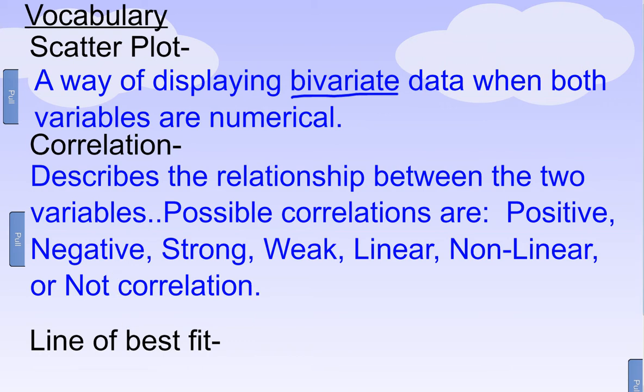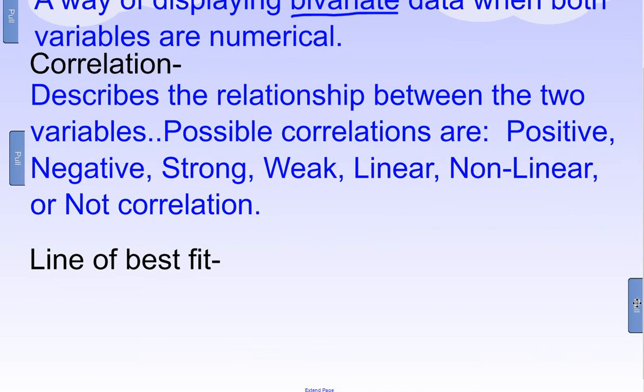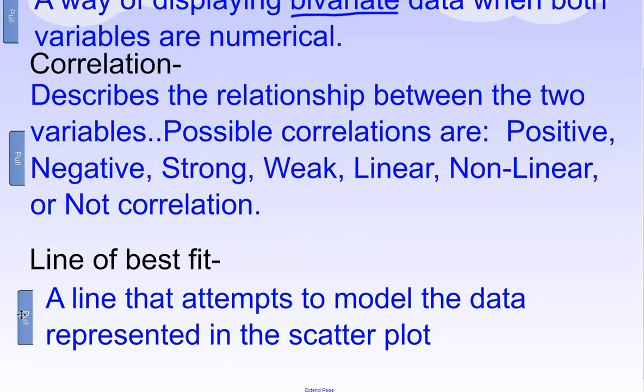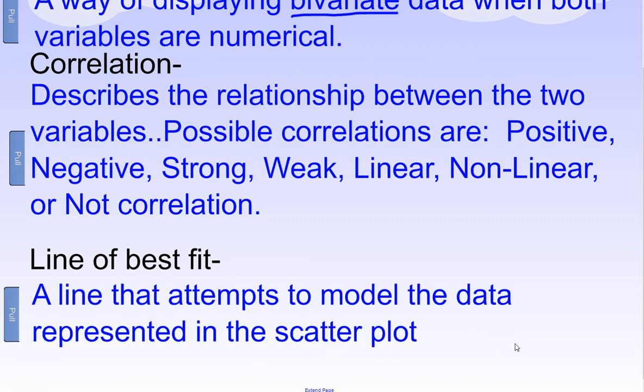And finally, line of best fit. When there's a correlation present, we can represent that relationship sometimes by a line. So it's a line that attempts to model the data represented in the scatterplot. If a bunch of your data fits in a line, like the scatterplot I had a second ago, something like this, those data appear to follow a straight line, and so a line of best fit would follow the data, something like that. That's what we're talking about.